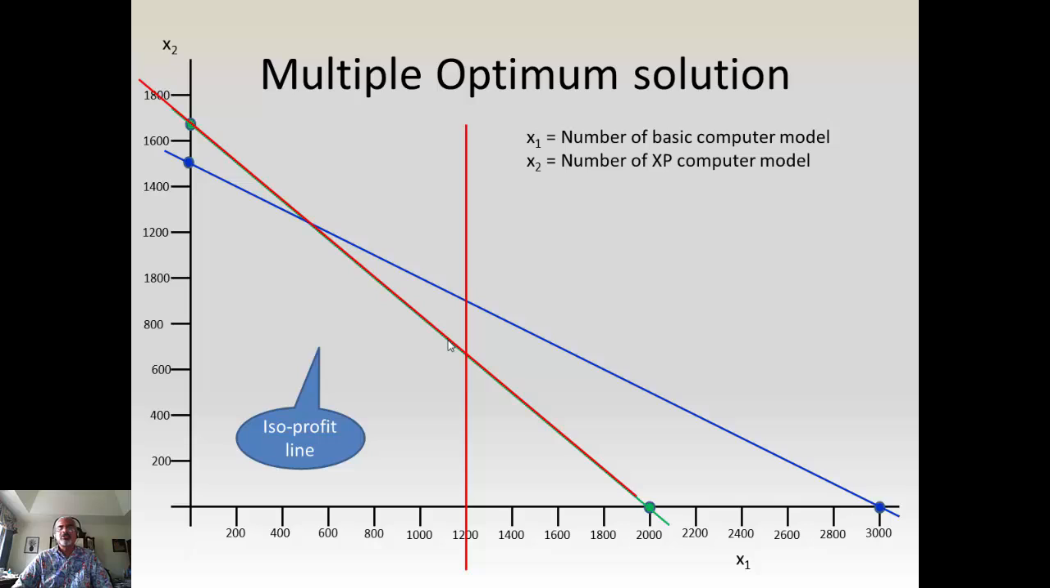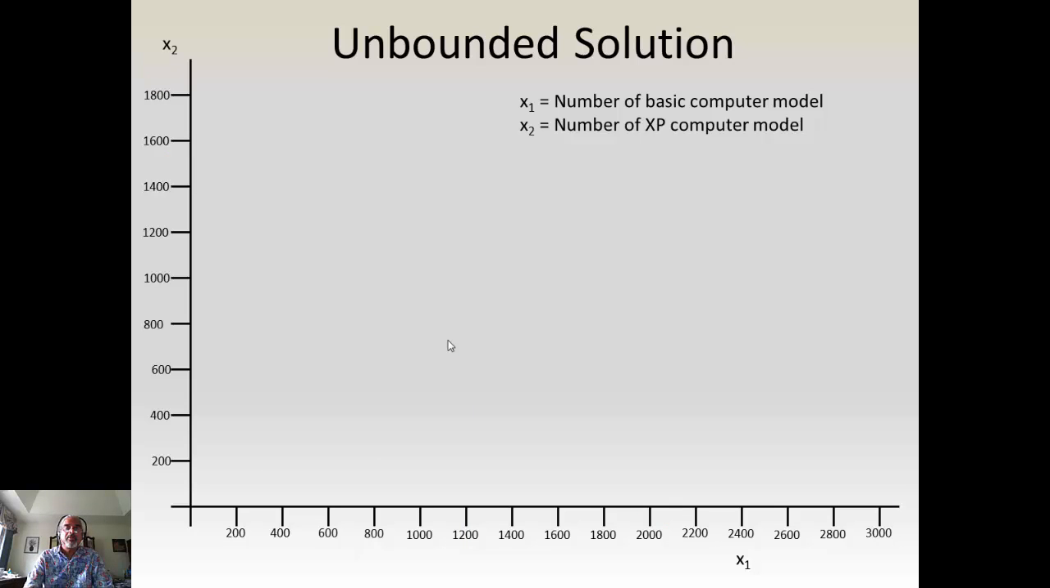When you do this in Solver, it will only give you one solution. You wouldn't know whether we have a multiple optimum solution or not. But in graphical representation, you can see what the multiple optimum solution means.